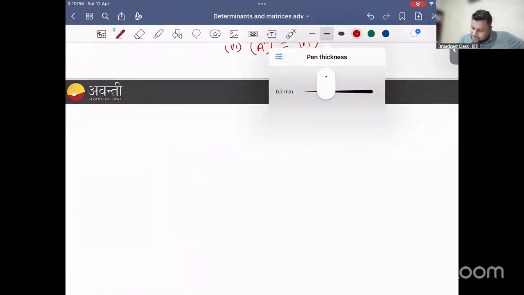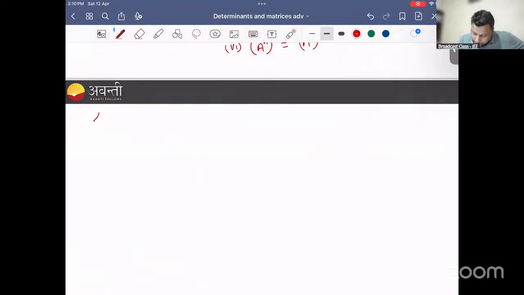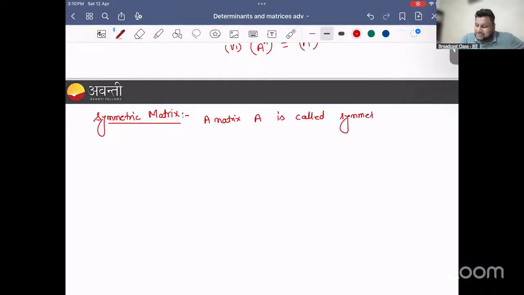Well, now there come two different types of matrices into the picture. One is the symmetric matrix. So what is a symmetric matrix? A matrix A is called symmetric if A is equal to A transpose.